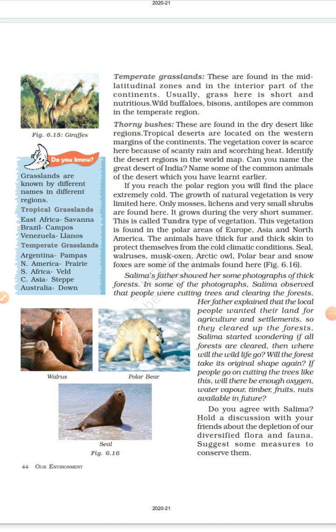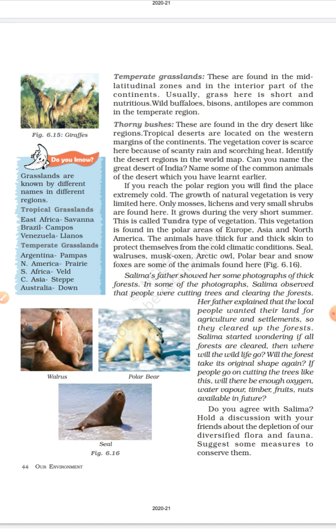Temperate grassland: these are found in the mid latitudinal zone and in the interior part of the continents. Usually grass here is short and nutritious. Wild buffalo, bison, and antelopes are common in the temperate region. Okay.